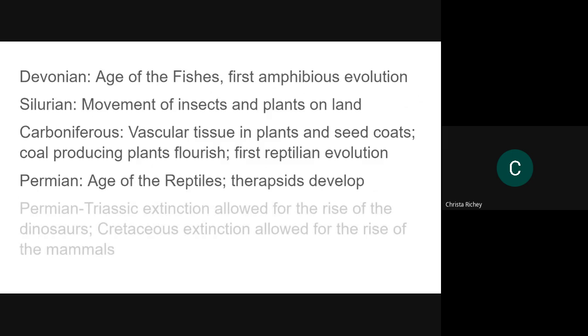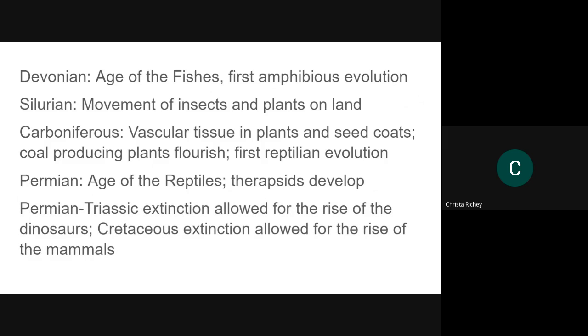I can't remember what day it is. It's next week when we go into the Mesozoic.